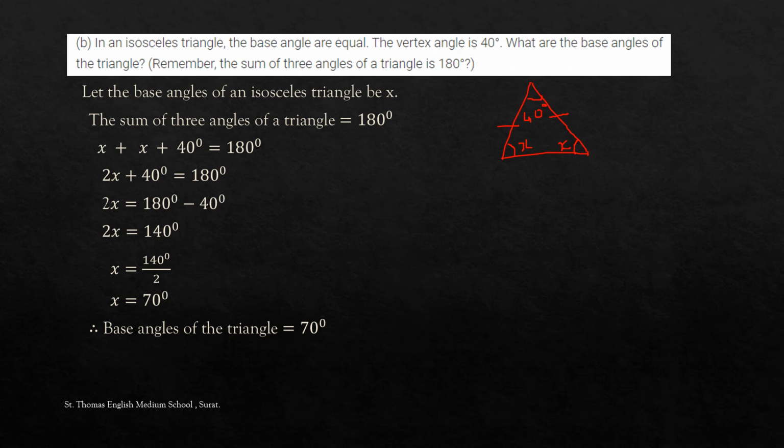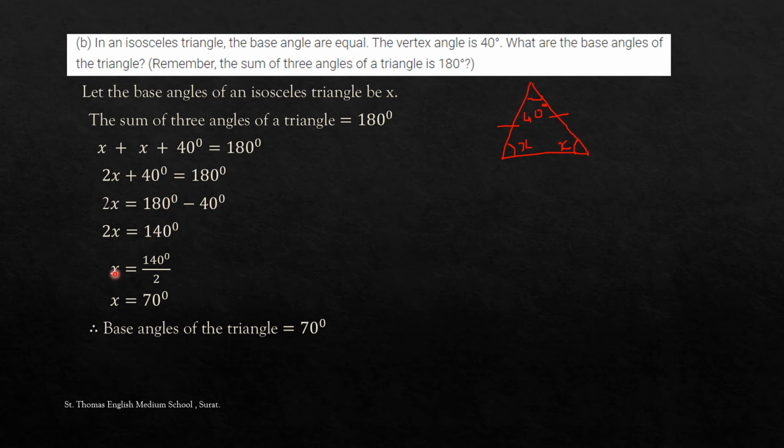Clear? Now, let the base angle of an isosceles triangle be x. The sum of the three angles of a triangle is 180 degrees. Therefore, x plus x plus 40 is equal to 180 degrees. That is 2x plus 40 degrees is equal to 180 degrees. This is plus 40; if it goes here, it becomes minus 40. So 2x is equal to 180 minus 40, that is 140 degrees.